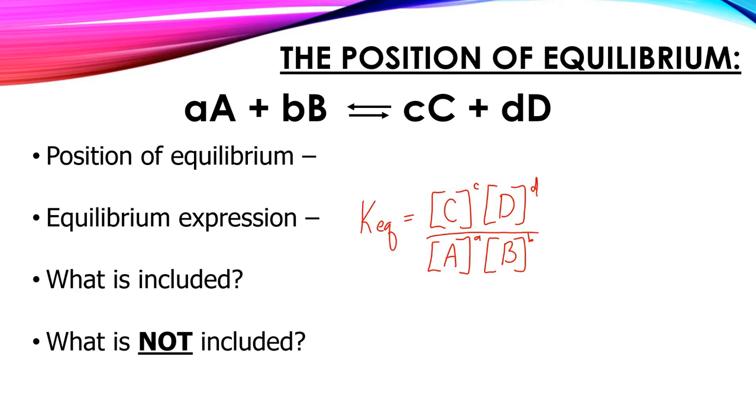And these are multiplied together, right? They're multiplied. So what's included? Gases and aqueous. What's not included is solids or liquids. They drop out. So if I have a solid or liquid, it is not part of my equilibrium expression. So you should be able to take any equation, balance it, and write me a Keq.